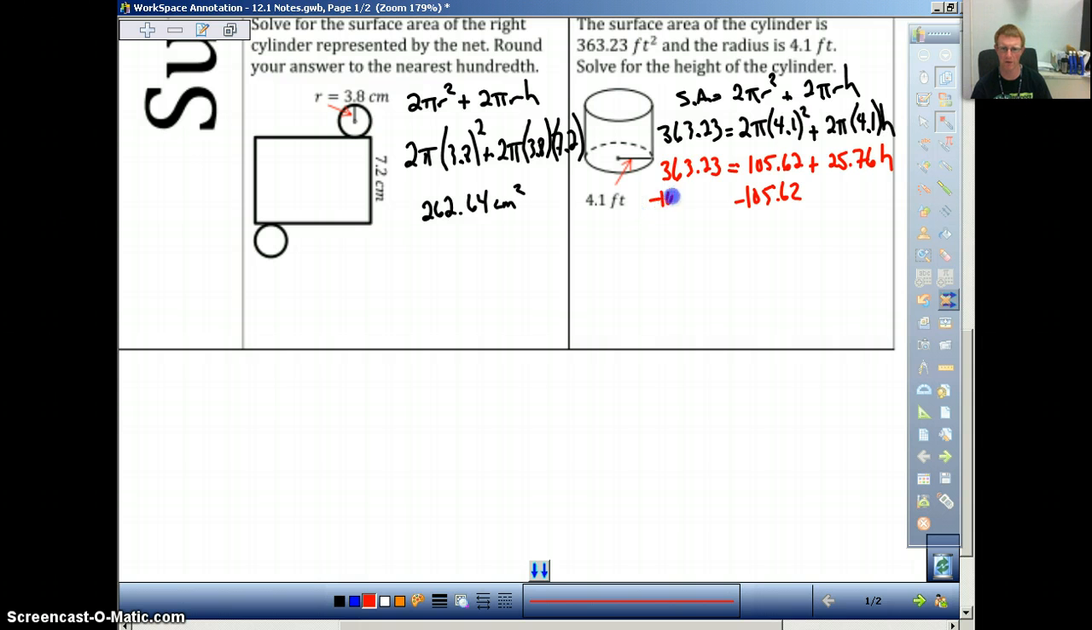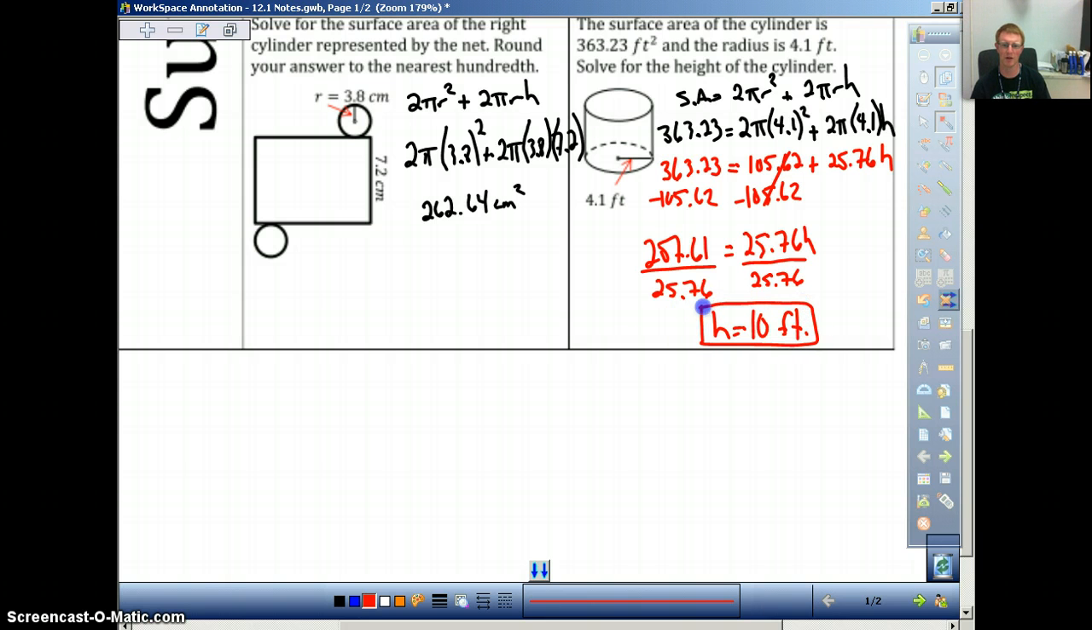And now we just solve our two-step equation. Minus 105.62 from both sides, and we are left with 257.61 equals 25.76 h. Divide both sides by 25.76, and we get h equals 10 feet.